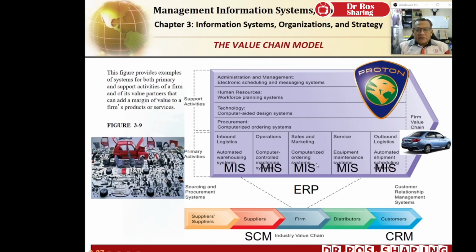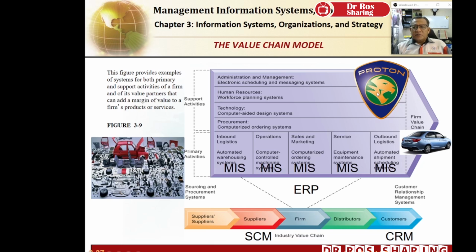Okay, let's take a look at the value chain model by Proton. This is a Proton car, right? Model Saga, one of their best-selling models nowadays that customers like to buy. So this is Proton at the end product, which is the car itself. However, it has a value chain in order to produce this Saga model.